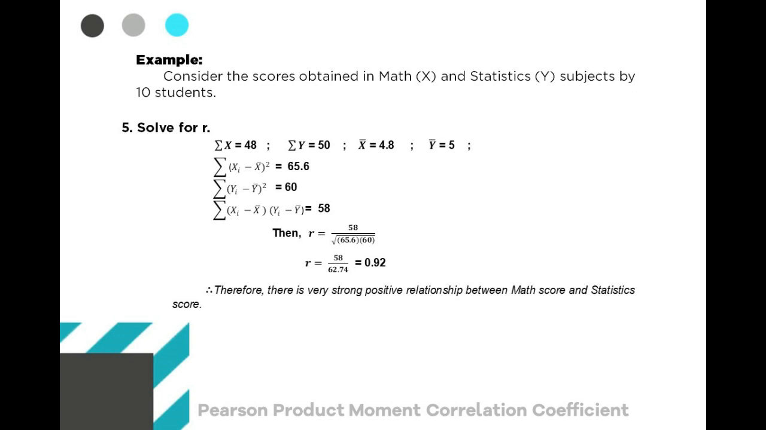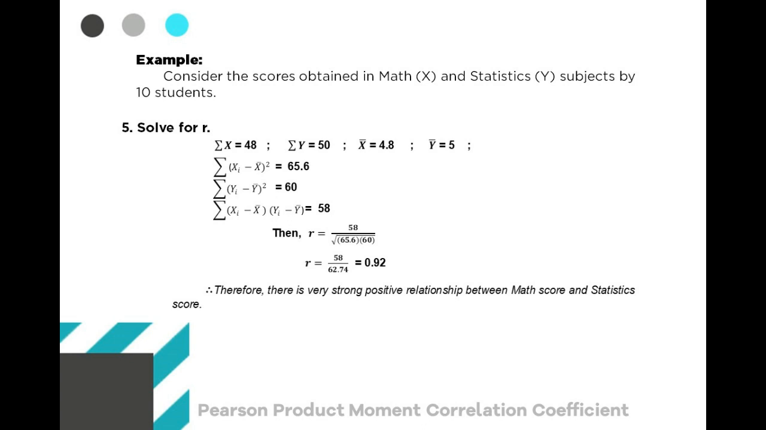So ano nga ba yung 0.92 natin in our interpretation of our data? So 0.92, it says there that our data has a very strong positive relationship. Okay, very strong positive relationship. So there is a very strong positive relationship between math score and statistics score. Okay, so that's for Pearson's r.